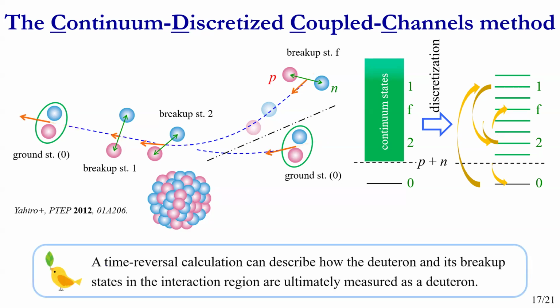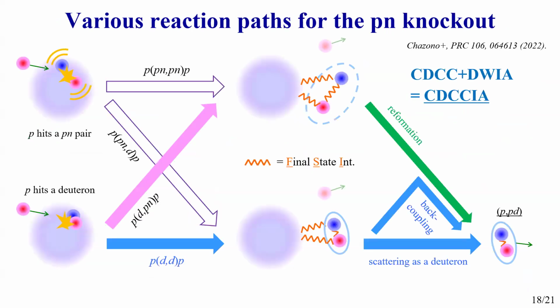Okay, time reversal. Then this is nothing but we need, as shown in the previous slide. Okay, so taking the time reversal is very trivial thing. So if we have a CDCC wave function, we can implement it in the knockout calculation. This is how we treat the PPD cross section. So this is a reaction path that we should treat.